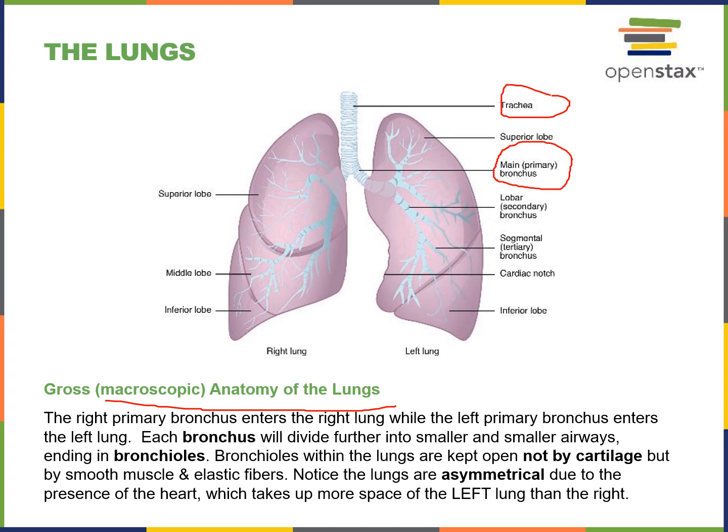So here we see the word bronchus, because bronchus is singular. So main or primary bronchus. And then we have branches, and these branches have names. So each bronchus will divide further into smaller and smaller passageways, ending in bronchioles. So bronchioles are the smallest of the passageways. Bronchioles are within the lungs and are kept open not by cartilage but by smooth muscle and elastic fibers.